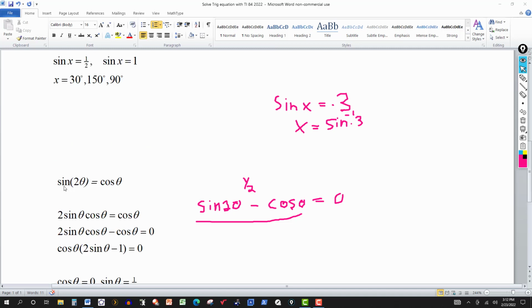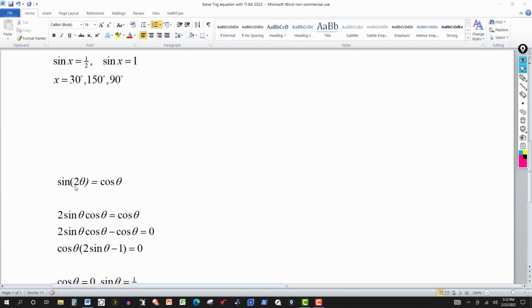The next one, sine 2 theta is equal to cosine theta. We have an identity that tells me that sine of 2 theta is the same thing as 2 sine theta cosine theta. So we have this now. And then we take this cosine over to the other side, adding minus cosine theta to both sides. We get 2 sine theta cosine theta minus cosine theta equals 0.